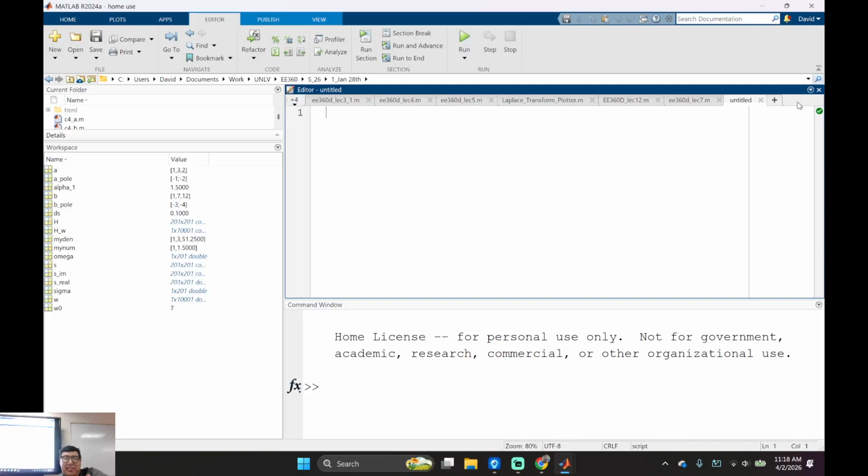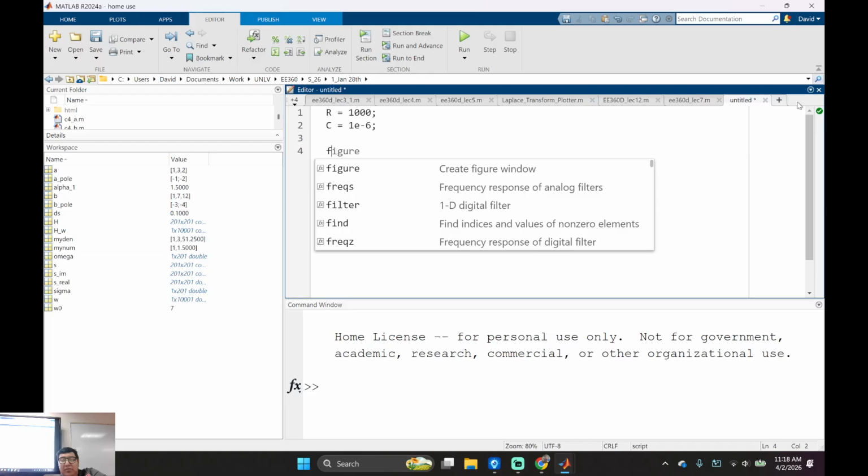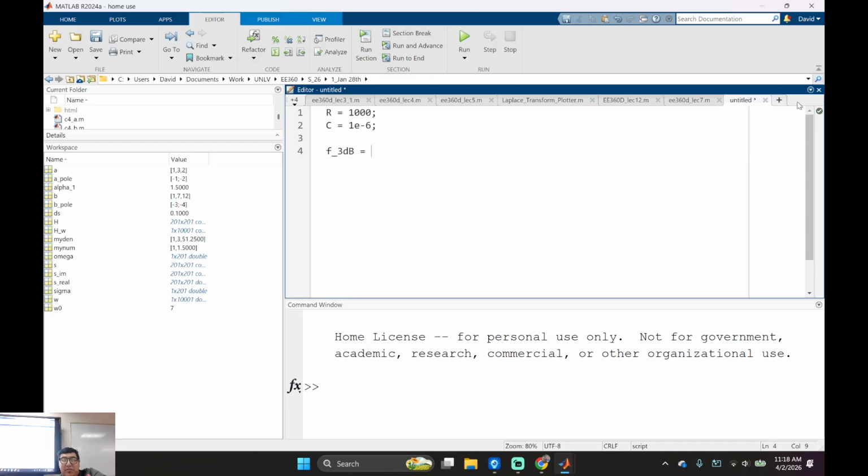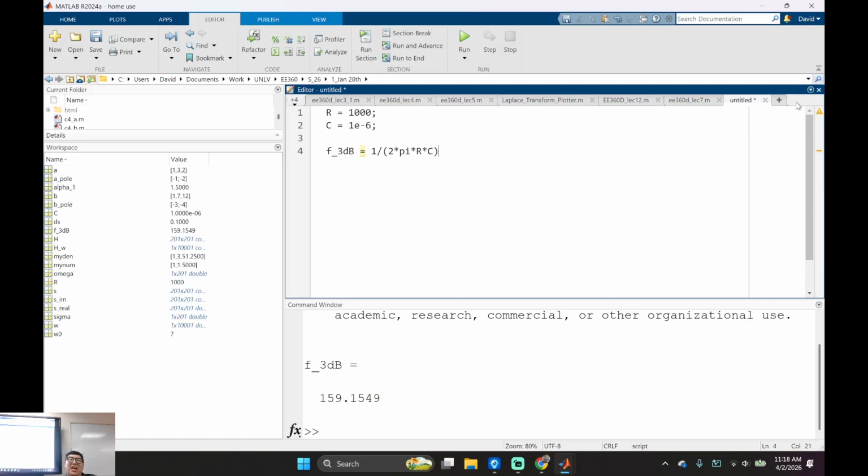I'm trying to calculate. R is equal to 1,000. C is equal to 1e minus 6 for 1 micro. F 3 dB is equal to 1 divided by 2 times pi times R times C. That's the answer. Control E, enter. 159 hertz. Cool? Everyone understanding what I'm trying to do?